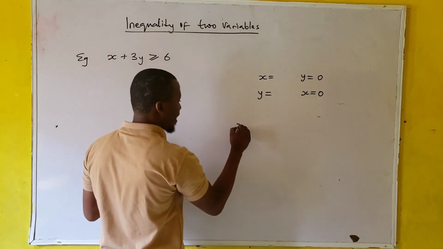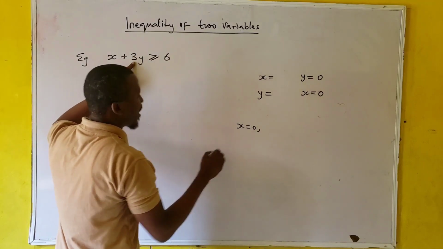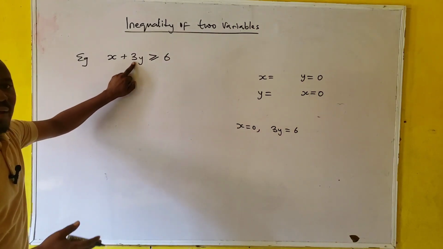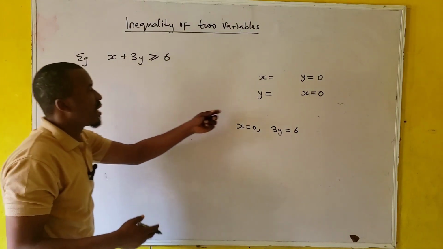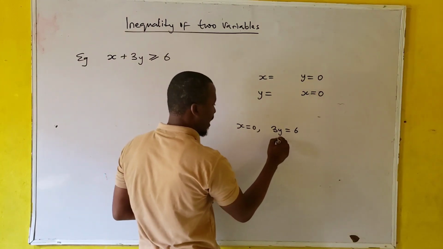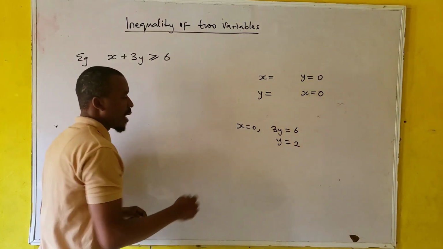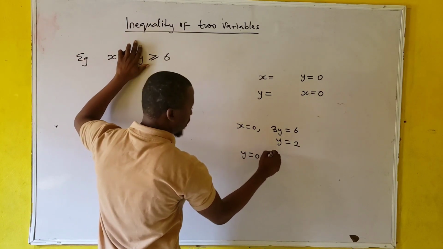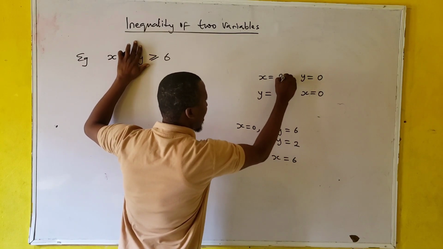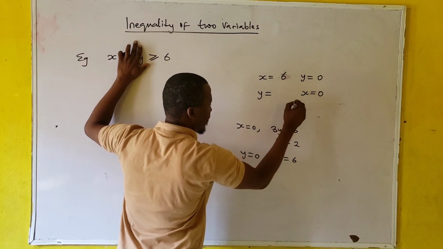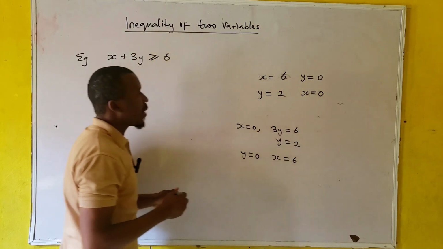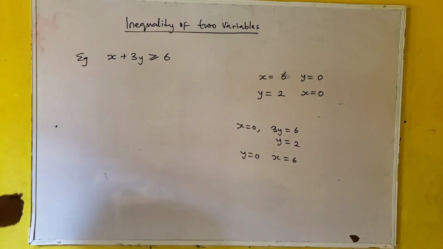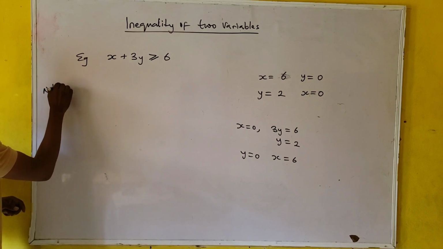So I will say that when x equals 0, what is going to be my y? I'm going to have 3y equal to 6. Remember, I said that you have to ignore the inequality just to get these values. So that will give you that y is equal to 2. And when y equals 0, it simply means that this term will go, so x will give you 6. So when y equals 0, x equals 6, and when x equals 0, y equals 2.